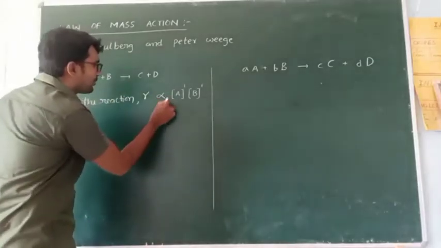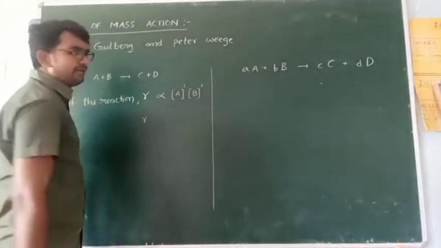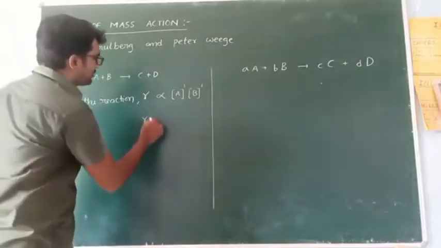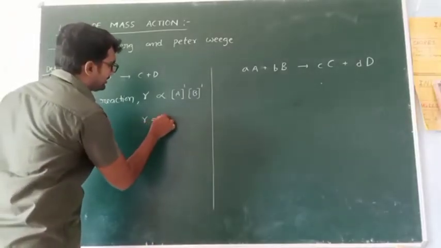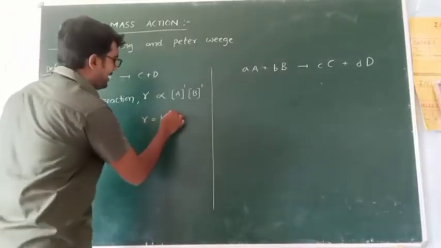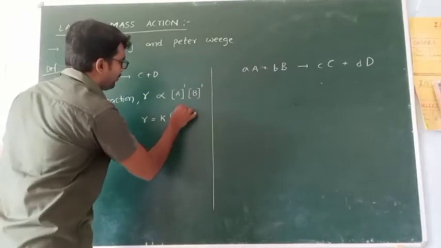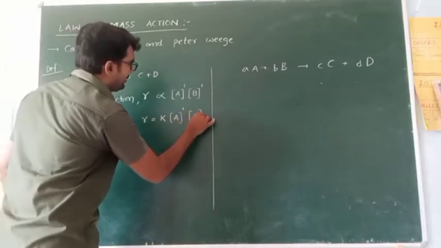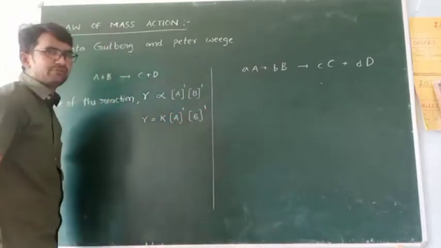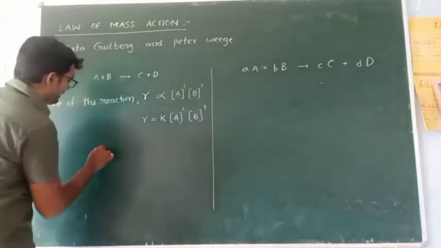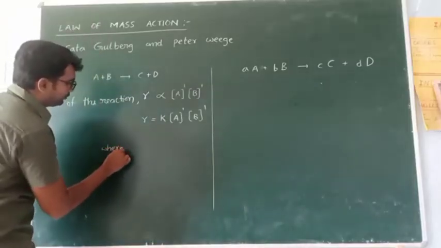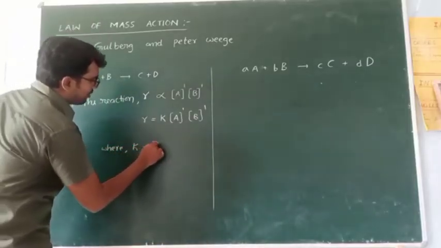For removing this proportionality, these two scientists introduced a constant, that is K. Rate = K [A]^1 [B]^1, meaning concentration of A times concentration of B, where K is equal to the rate constant.